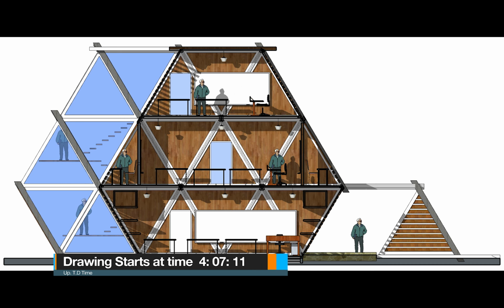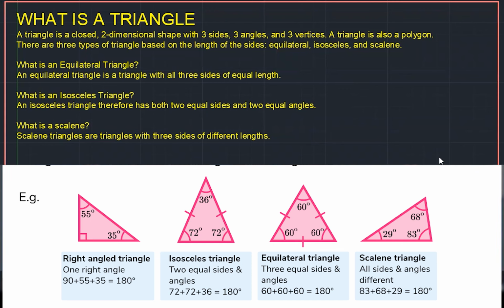Today we'll be looking at triangles. What is a triangle? A triangle is a closed, two-dimensional shape with three sides, three angles, and three vertices. A triangle is also a polygon. There are three types of triangle based on the length of the sides: equilateral, isosceles, and scalene.